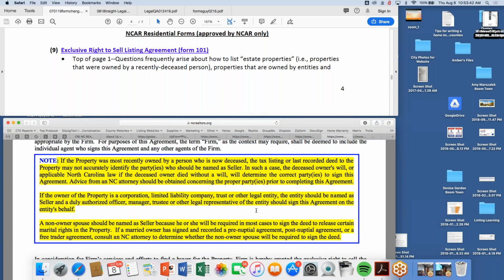So it's basically saying here, if the property was most recently owned by a person who is now deceased, the tax listing or last recorded deed to the property may not accurately identify the parties who should be named as seller. In such a case, the deceased owner's will or applicable North Carolina law, if the deceased owner died without a will, determine the correct party or parties to sign this agreement. Advice from a North Carolina attorney should be obtained concerning the proper parties prior to completing this agreement.